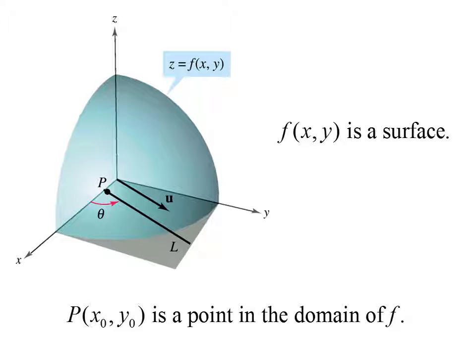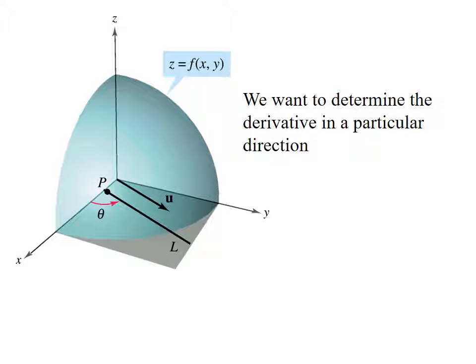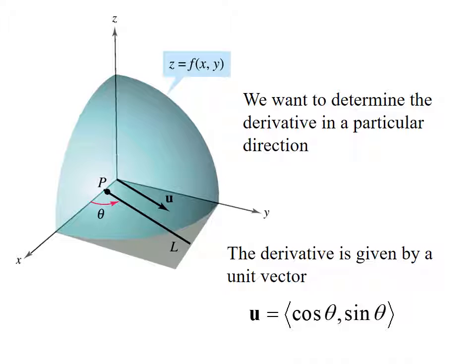And so we want to take a look at a point P whose coordinates x0, y0 are in the domain of f. So we want to take a look at the derivative in the direction of u, where u is given as a unit vector. So mostly the vector u has direction. Now, one unit vector is just the vector cosine theta, sine theta. We'll use that for developing our ideas, but we can replace that with any unit vector.